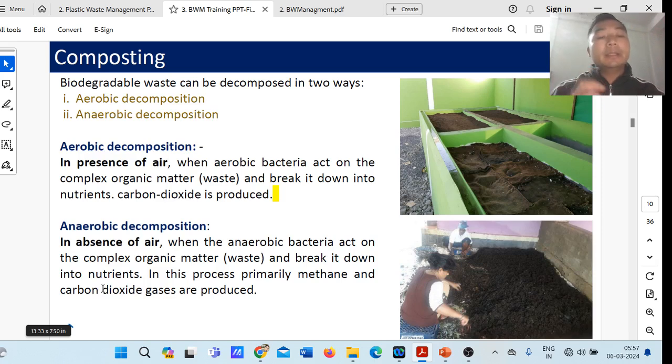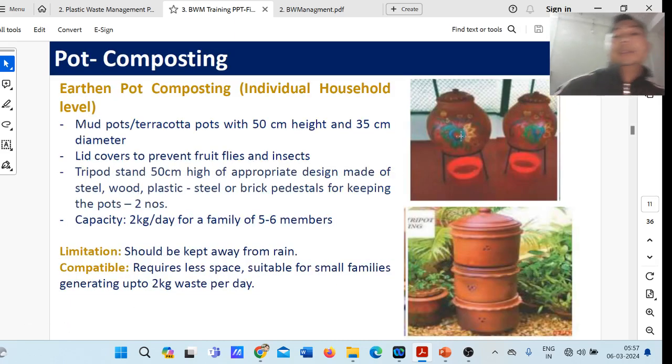In composting, we have two types. One is called aerobic, one is called anaerobic. So in aerobic decomposition, carbon dioxide is the main product. But in anaerobic decomposition, the waste breaks down and the energy released is methane and carbon dioxide. So these two are very important to understand. So this is at home.